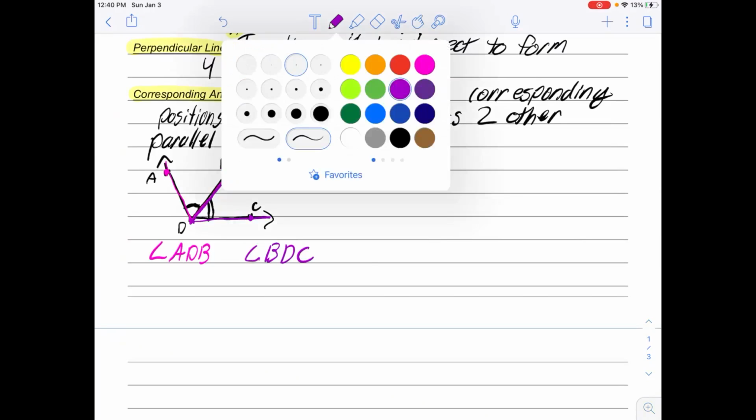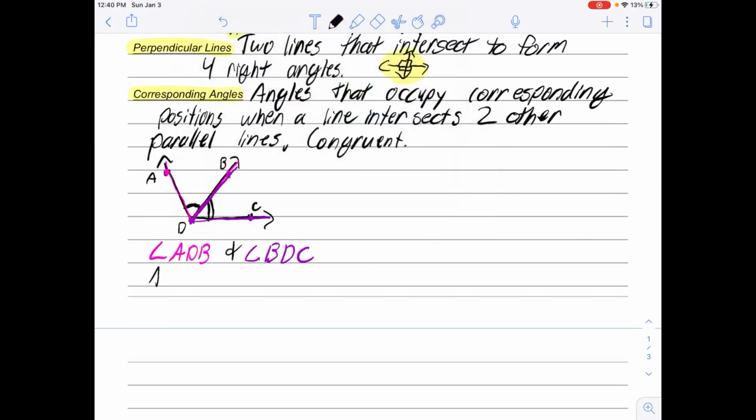Now, right here, angles ADB and BDC are adjacent angles. They are next to each other. They share a side, that's that line BD that I colored both pink and purple. They share the point D, and they don't overlap. They're not on top of each other, they're just right next to each other. Those are adjacent angles.